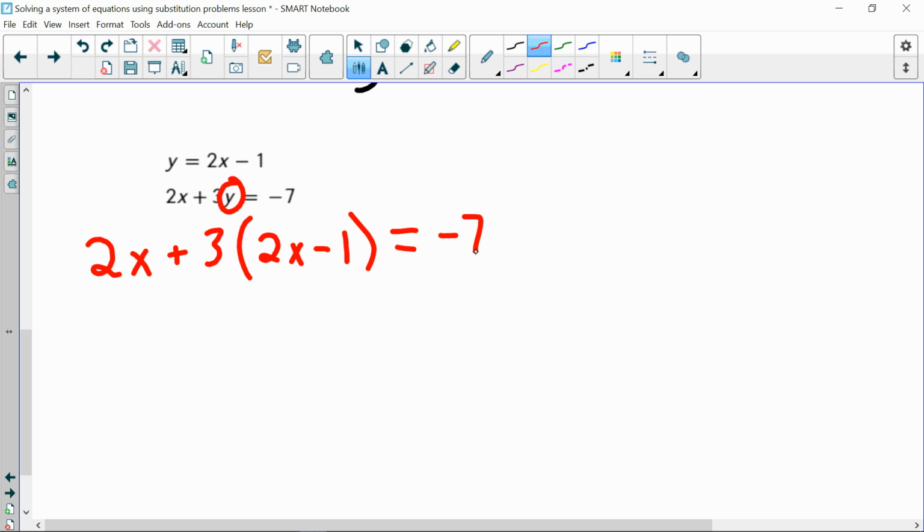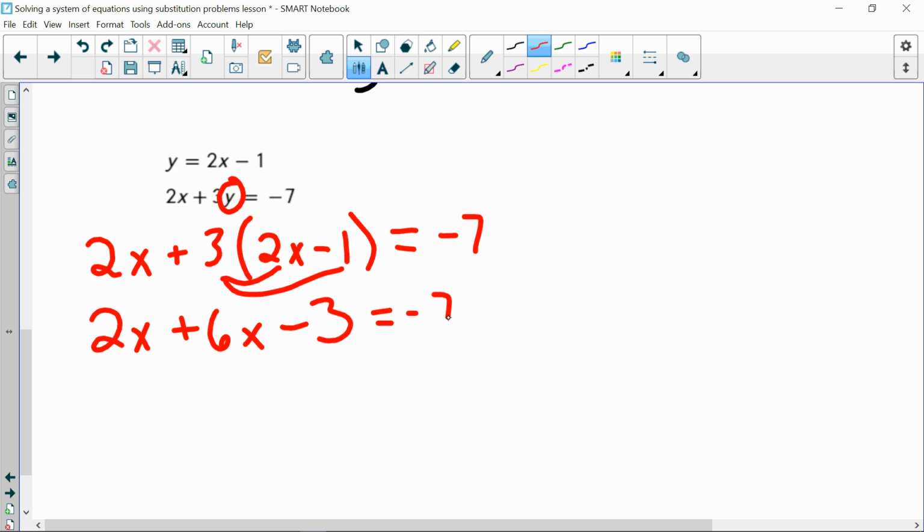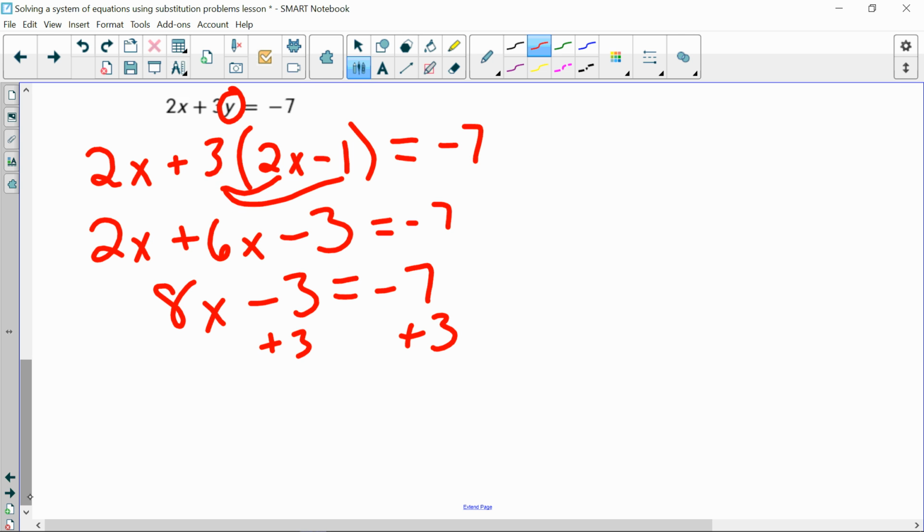All right, so now I do the math. 2x plus 6x subtract 3. Again, I just multiplied the 3 times the 2x to get 6x, and the 3 times the -1 to get subtract 3, equals -7. 8x subtract 3 equals -7. Now I need to get rid of this 3, which means I add it on both sides. So I get, it cancels out, 8x equals -4.